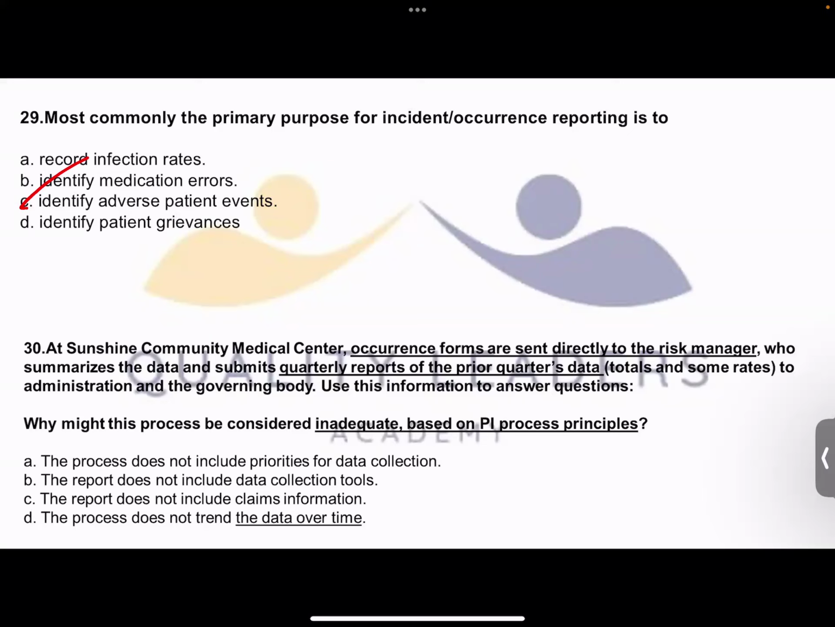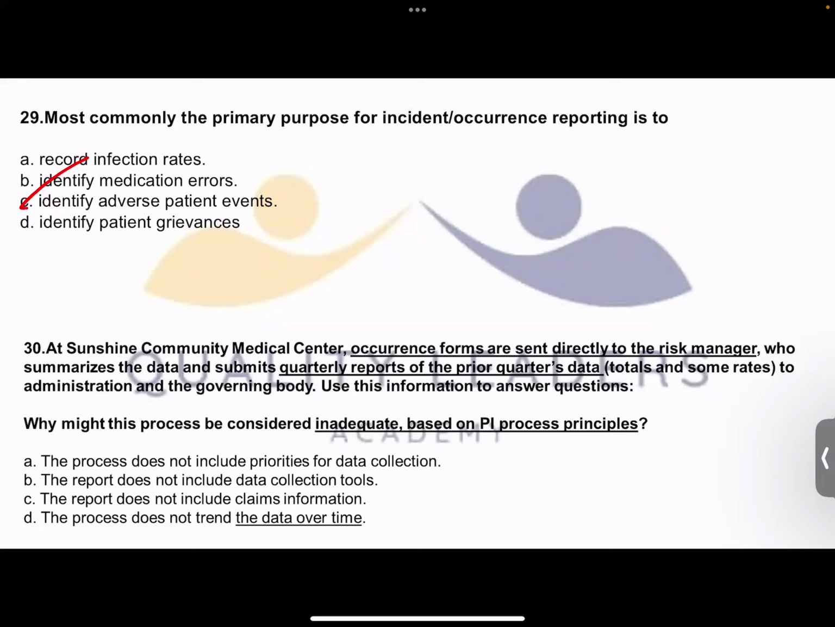Number 30. At Sunshine Community Medical Center, occurrence forms are sent directly to the risk manager, who summarizes the data and submits quarterly reports of the prior quarter's data to administration and the governing body. Use this information to answer the question. Why might this process be considered inadequate based on performance improvement process principles?